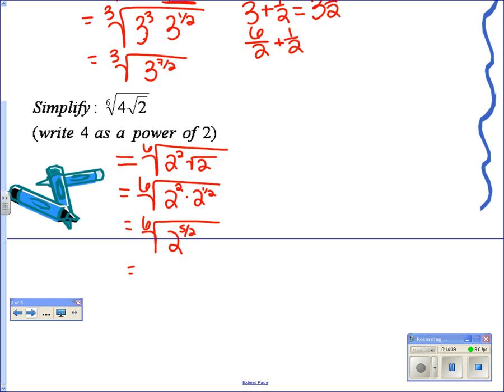And then what? So 2 to the 5 over 12. When it's a power raised to a power, you multiply them. Any other questions? These make sense? Okay.